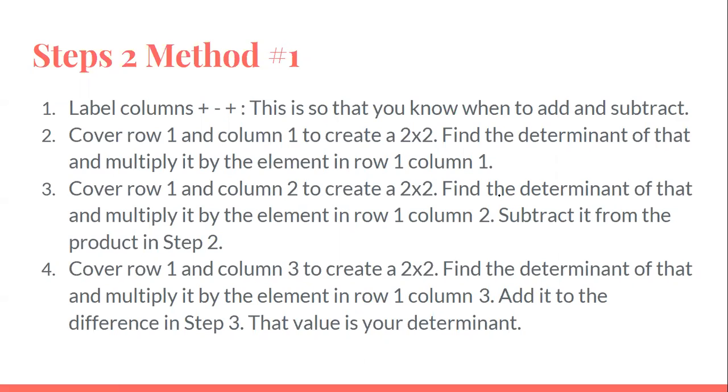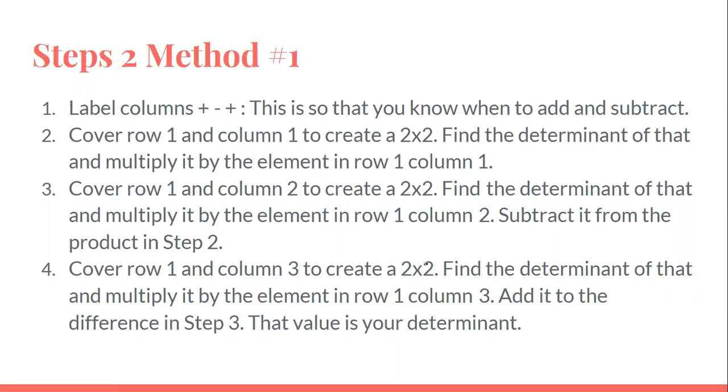Then we're going to step 3. We're going to cover row 1 and column 2 to create a 2 by 2. Find the determinant of that and multiply it by the element in row 1, column 2, and subtract it from the product in step 2. And then lastly, we cover row 1 and column 3 to create a 2 by 2. Find the determinant of that and multiply it by the element in row 1, column 3, and add it to the difference in step 3. That value is your determinant.